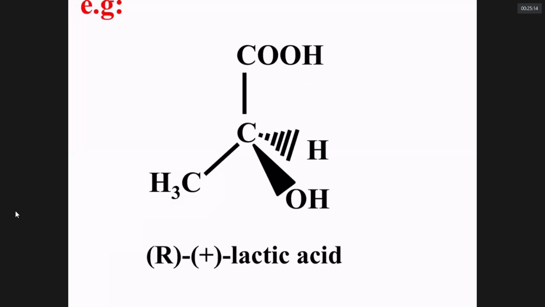What is the IUPAC name of lactic acid? Hydroxypropanoic acid. 2-hydroxypropanoic acid. It is called plus lactic acid because it rotates plane polarized light in the clockwise direction. Clockwise direction is sometimes called rectus.